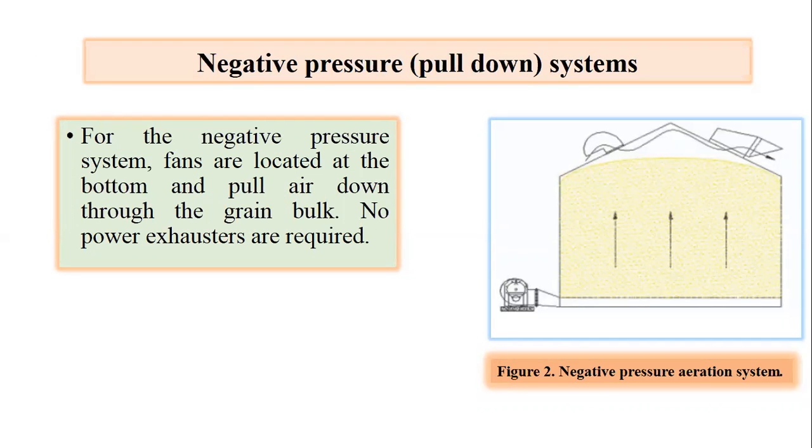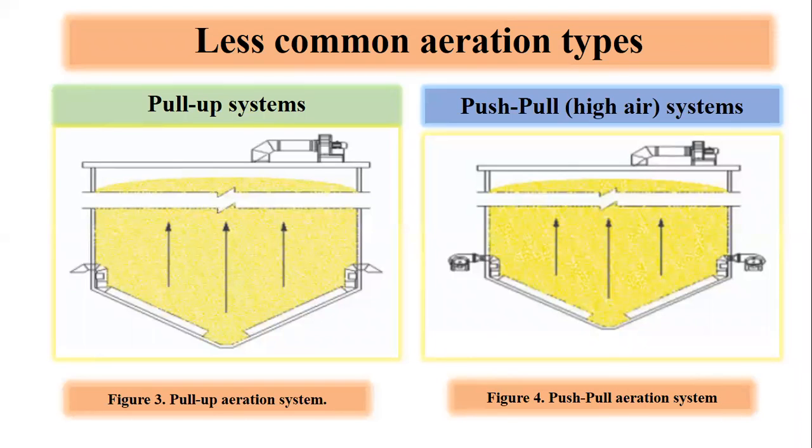Negative pressure systems pull down. For the negative pressure systems, fans are located at the bottom and pull air down through the grain bulk. No power exhausters are required. Less common aeration types: pull-up systems and push-pull high air systems.